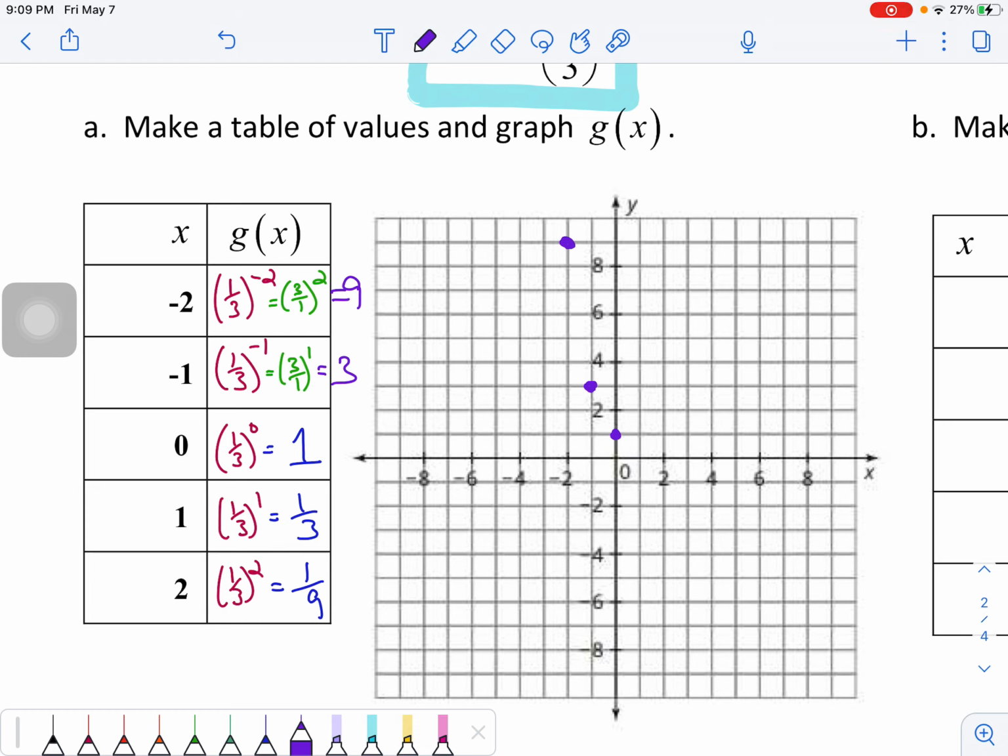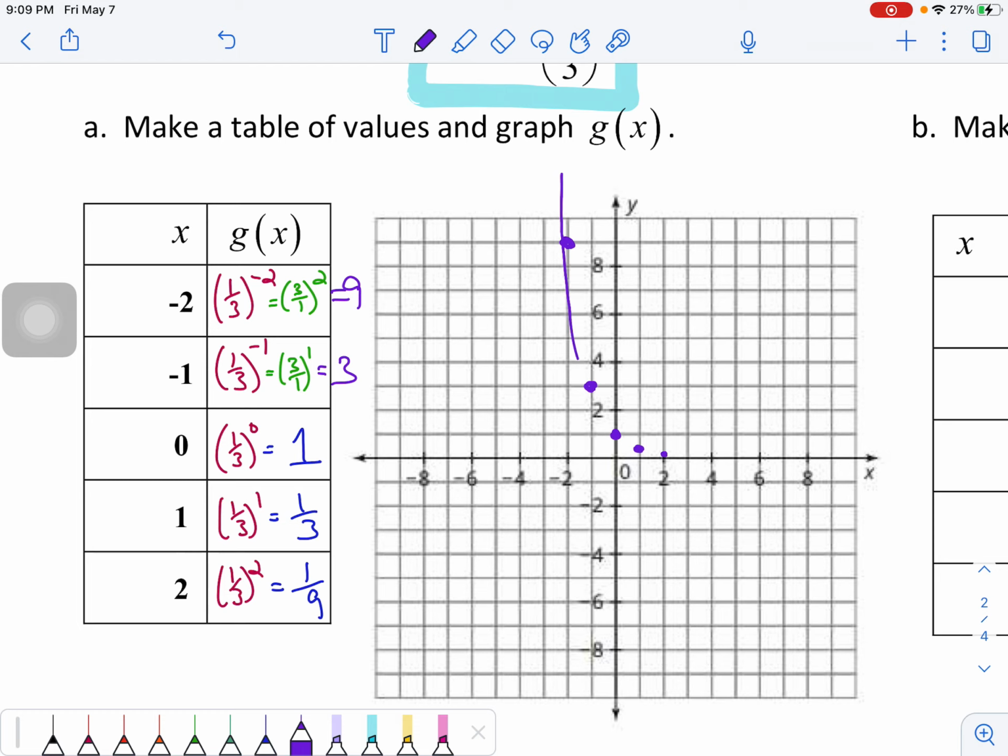Now I got to start being careful. So I'm going to go 1, 1/3, 2, 1/9. So this is a perfect example of exponential. Wow, hold on a second. That is a horrible line. I was wobbling all over the place there.